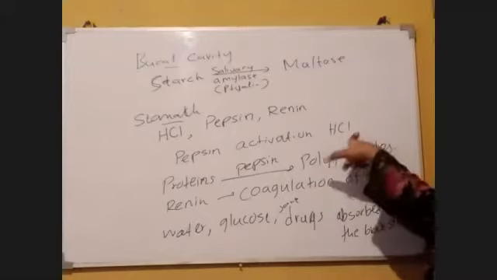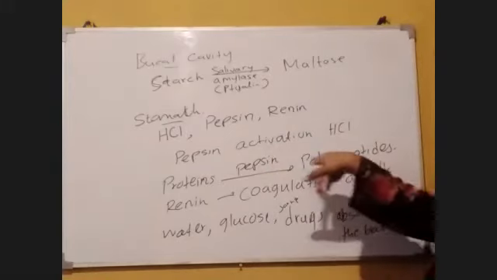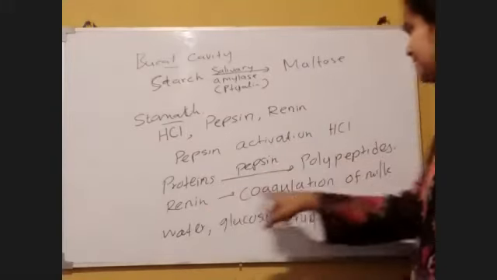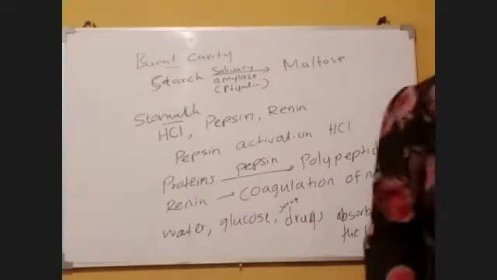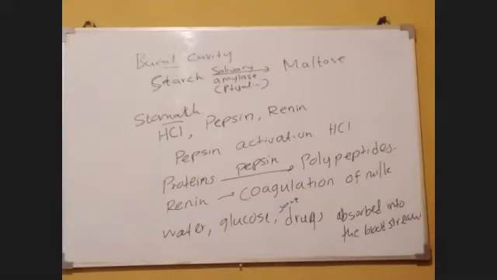Pepsin activates HCl, proteins are broken down into polypeptides by pepsin, and renin causes coagulation of milk. Water, glucose, and some drugs are absorbed into the bloodstream. Okay.